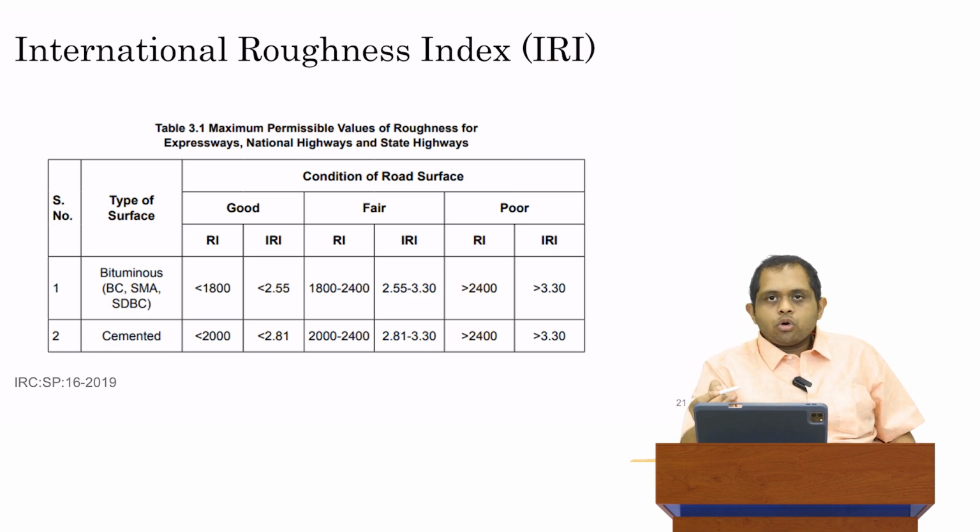So if you open up SP 16, there are many tables of this type. I'm just showing you one table to give you an idea of how to read this. This is table 3.1, which the heading says maximum permissible values for roughness of expressways, national highways, and state highways in India.